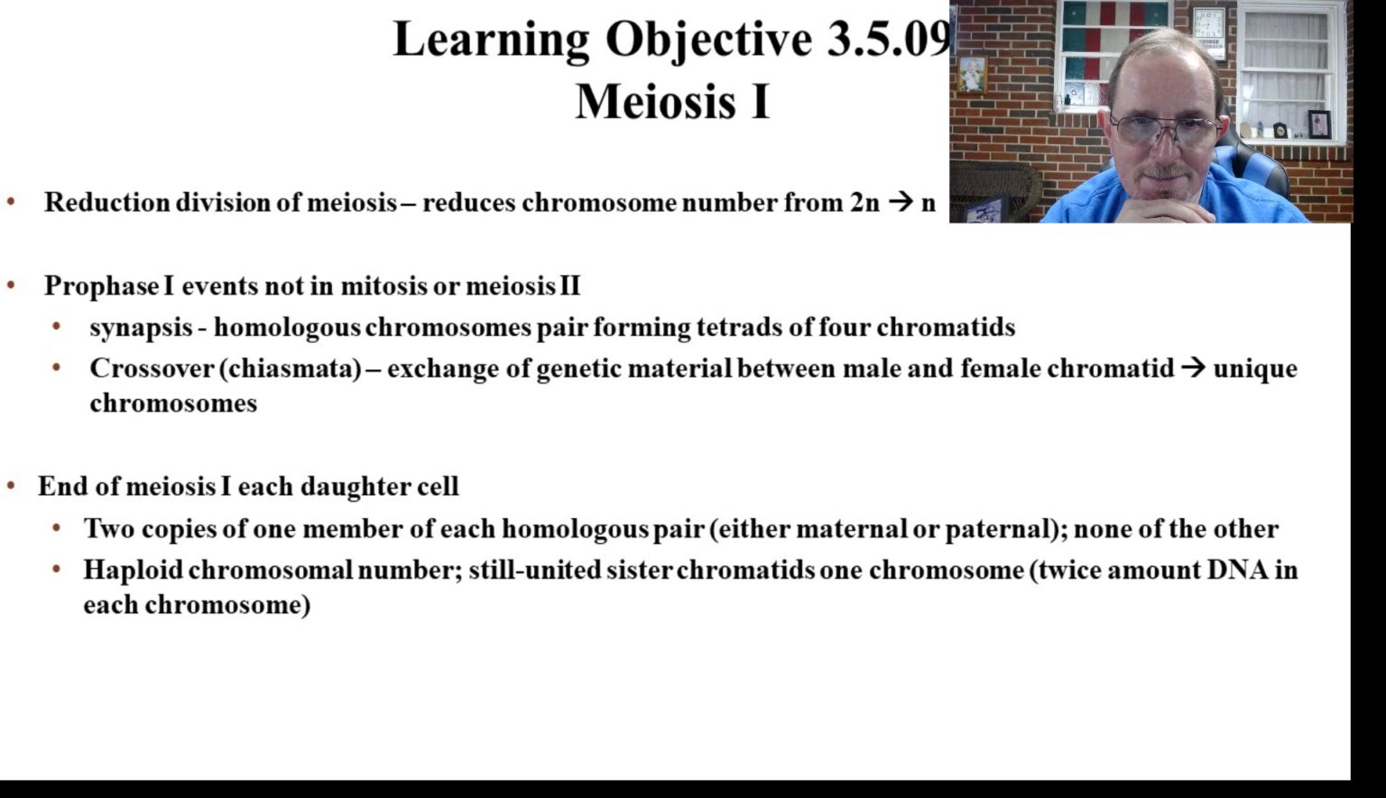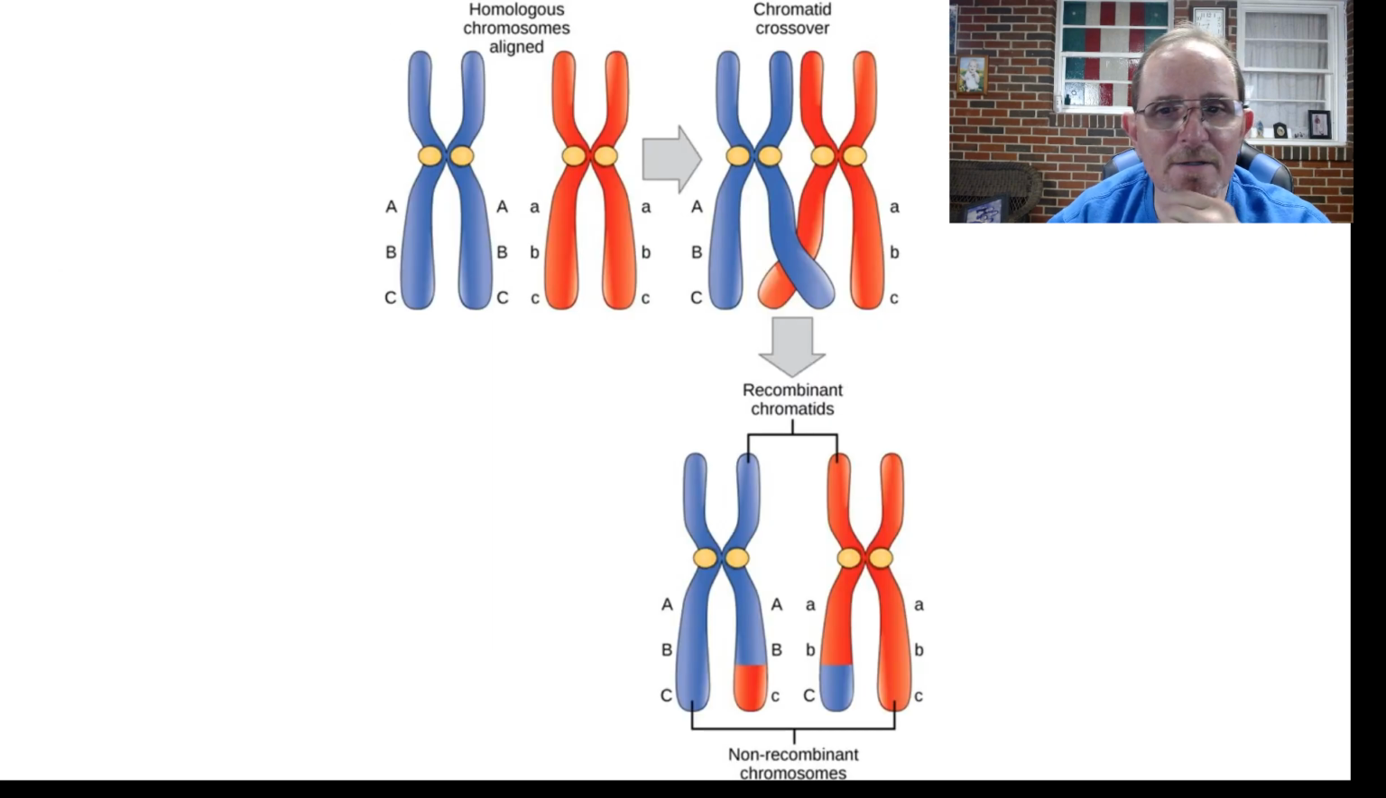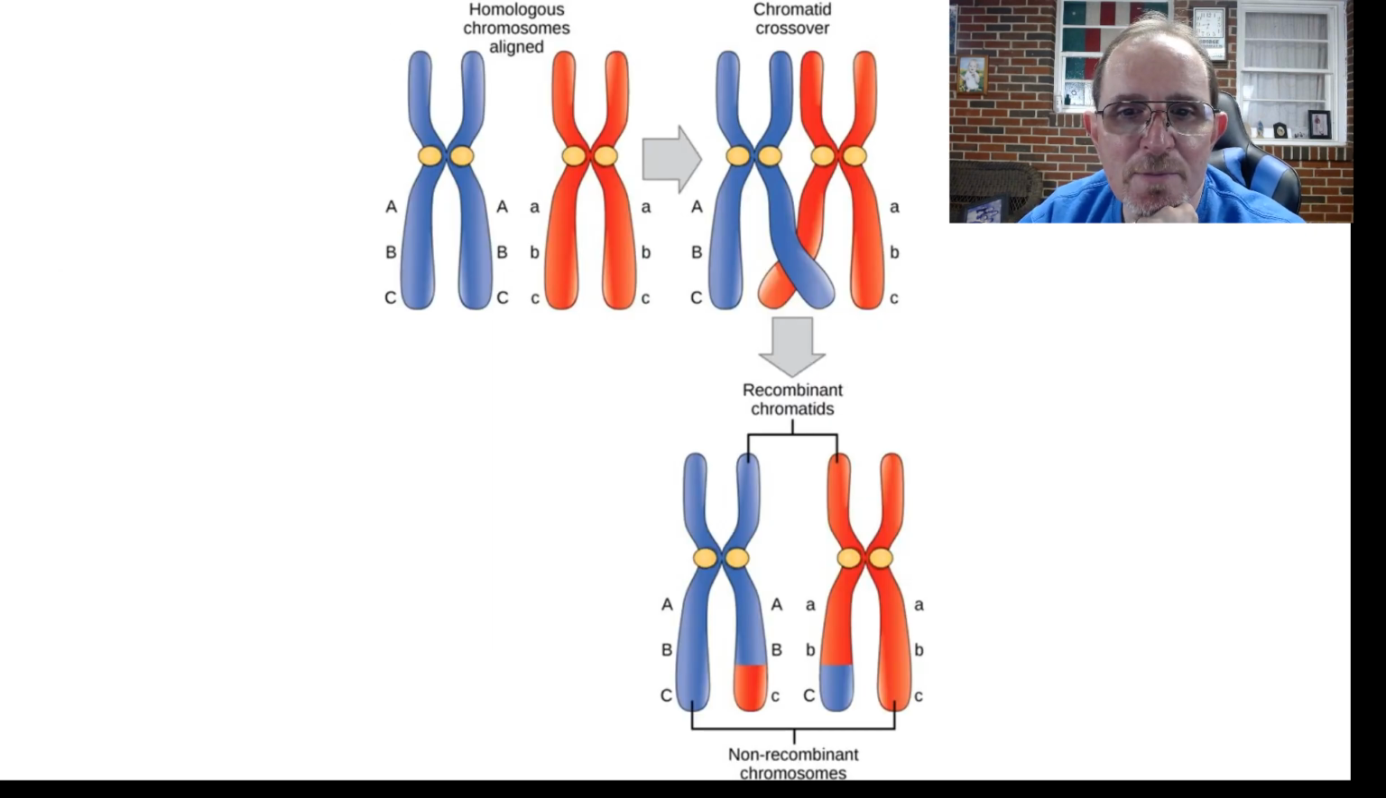Crossover, chiasmata. Let's see if we got something. Okay, here it is. Here we can see the crossover. So there's mom and dad's. Now this is during meiosis 1, which basically is mitosis, because we're going to double our chromosomes, because we're going to wind up with 4 cells instead of 2 like in mitosis.